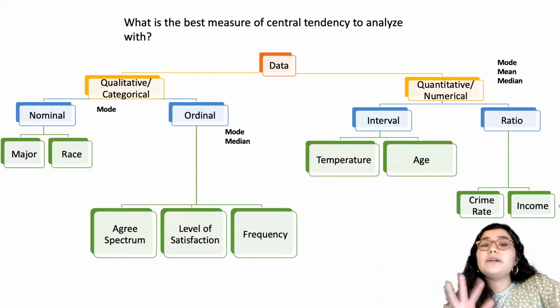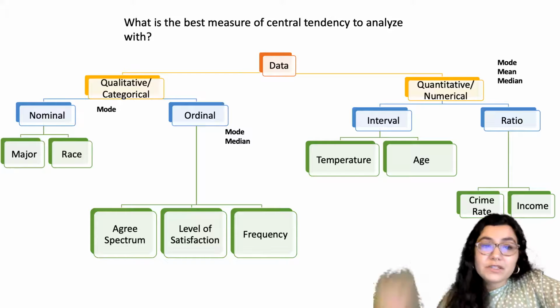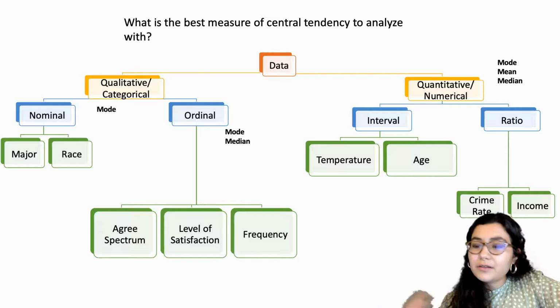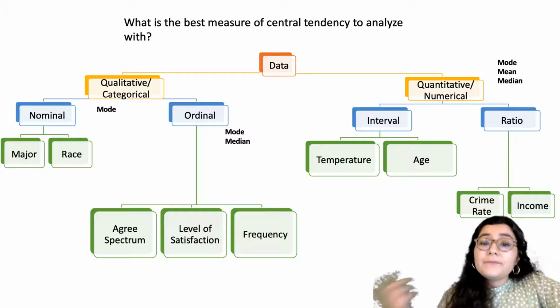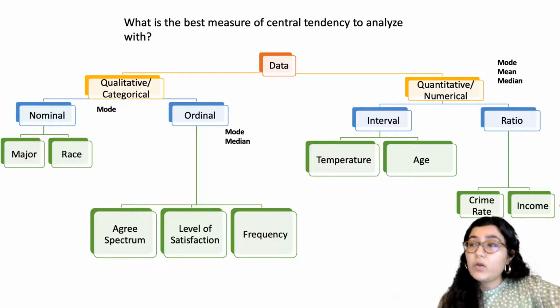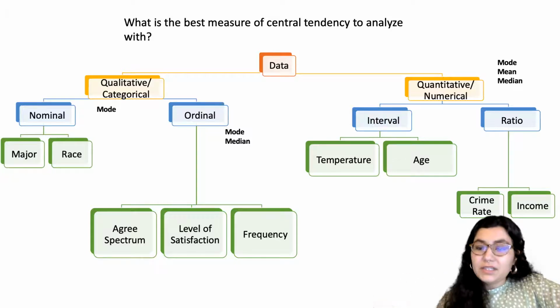All right, so what is the best measure of central tendency to analyze these types of measurements? For nominal, we're going to say the mode, right? Because we can't take an average of eye color or major or race. That's not a quantitative measure, so we can't average the numbers of it. There are no numbers to average. So instead we're going to use the mode. The mode and the median are often good measures of central tendency for ordinal variables. And when we're dealing with quantitative variables, we can use the mode, mean, or median, depending on what we're interested in, but most likely it'll be the mean.